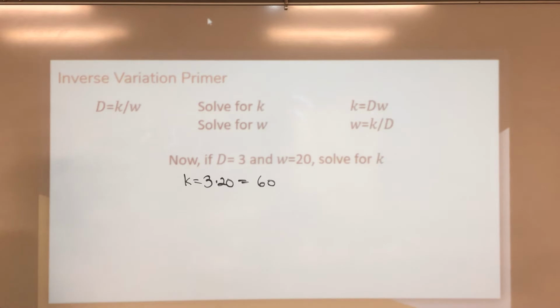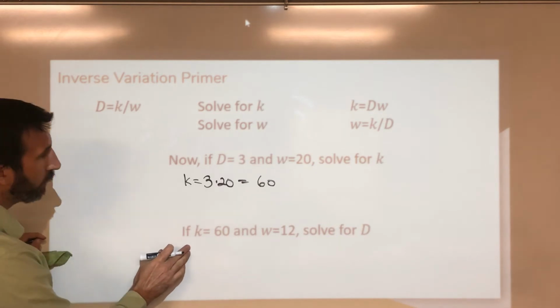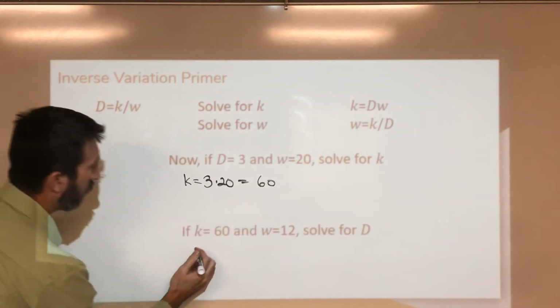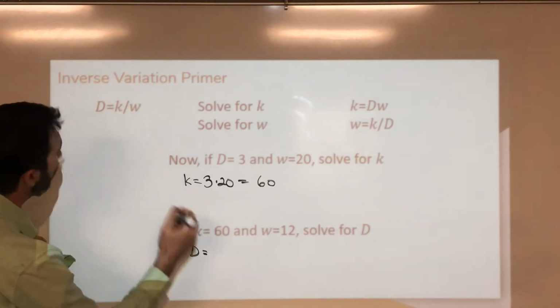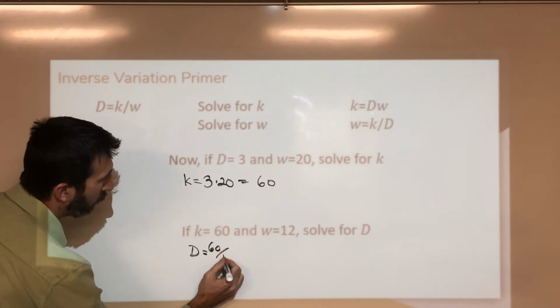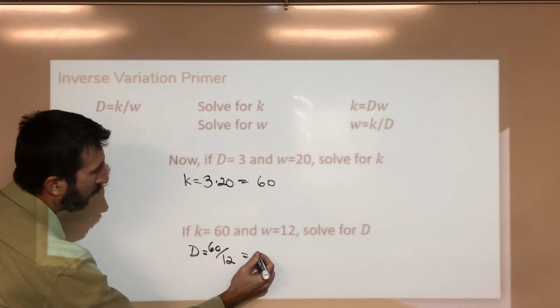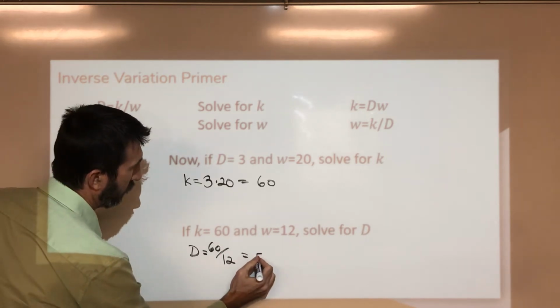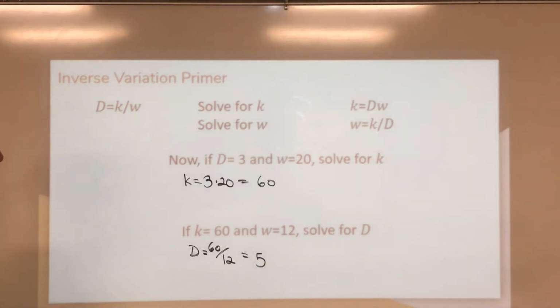If we have numbers for, now if k equals 60 and w equals 12, what's d? So we're taking d equals k, which is 60, divided by 12, and we're going to get 5. Okay.